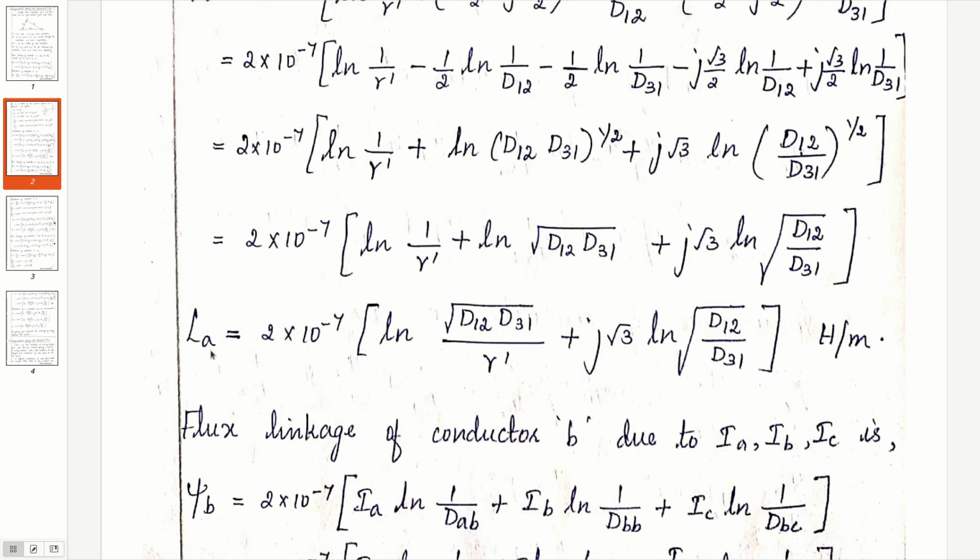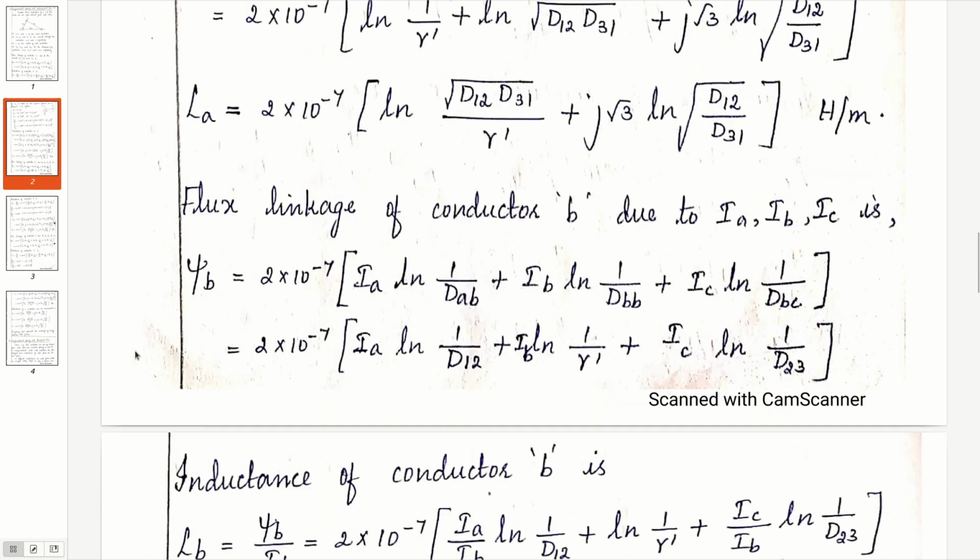In the same way, we are going to derive the flux linkage of conductor B due to the three currents. Flux linkage of conductor B, psi B. Here what is N? N is B, the second conductor. What is P? A, B, C. So we again have three terms. The first term corresponds to P equal to A, then P equal to B, then P equal to C, and N remains the same, N equal to B, in all three terms. So for P equal to A: IA ln 1 by dBA, IB ln 1 by dBB plus IC ln 1 by dCB or dBC, both are one and the same.